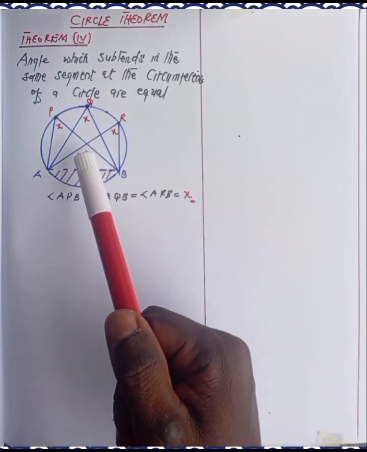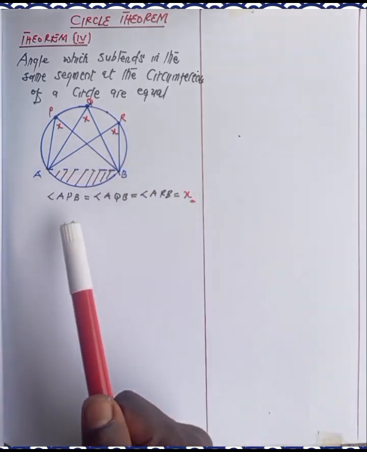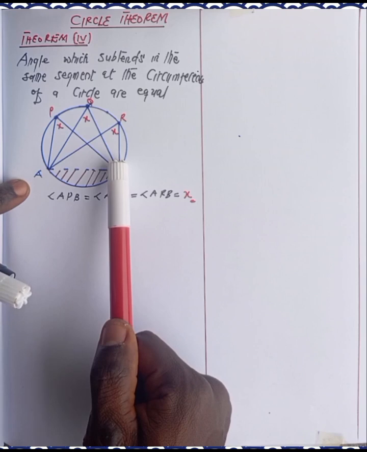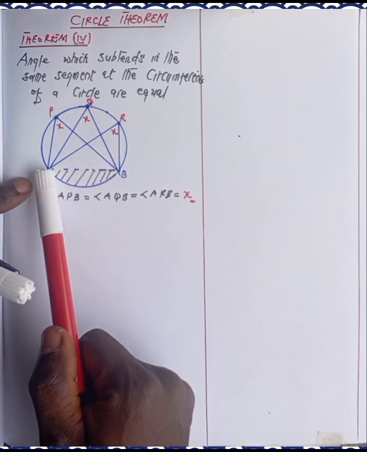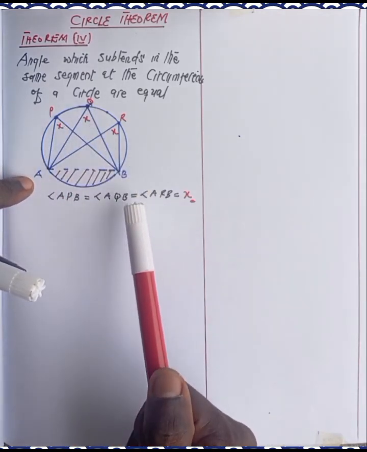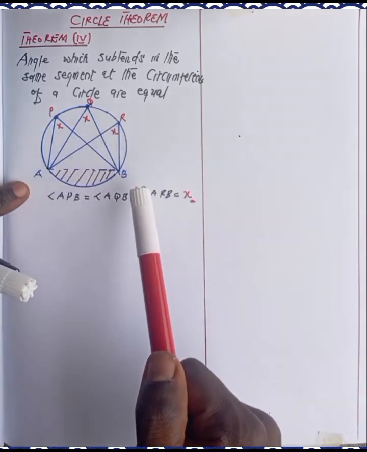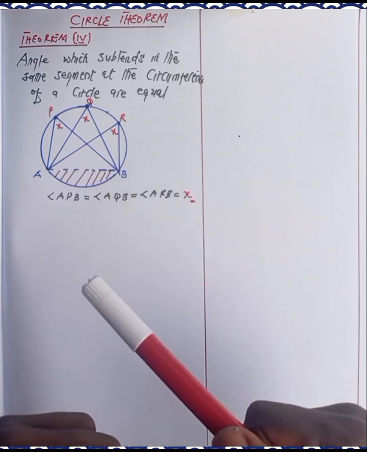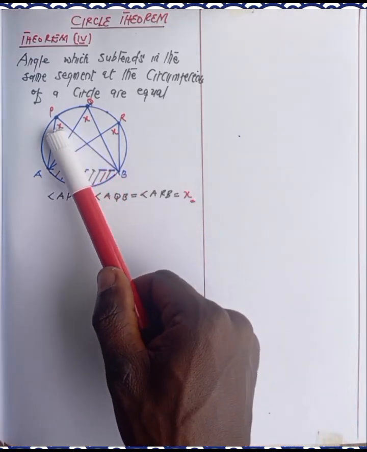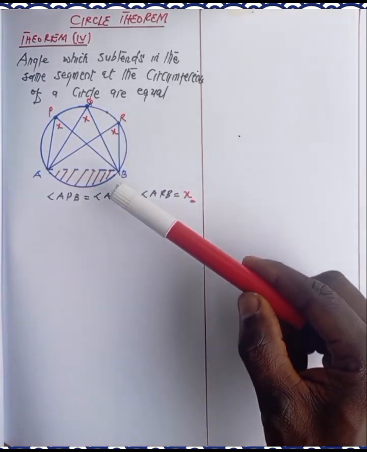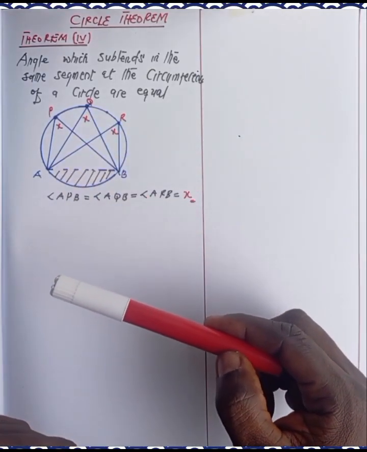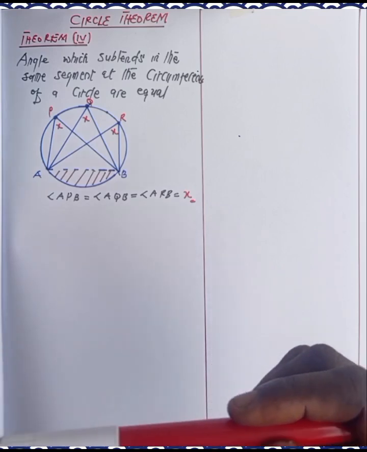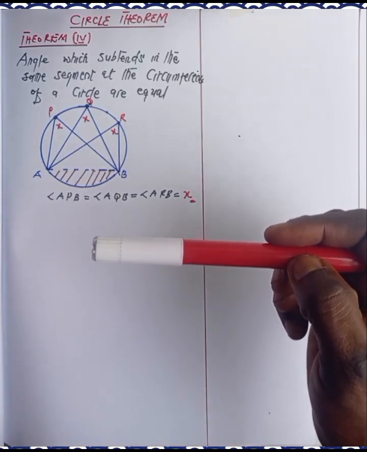Now, what this theorem is saying is that angle APQ is the same as angle AQB, which is the same as angle ARB, and all these angles are equal to X degrees. Which means that if this angle is 20 degrees, angle AQB, which is this angle, is going to be 20 degrees, and angle ARB is also going to be 20 degrees. That is what this theorem is saying.